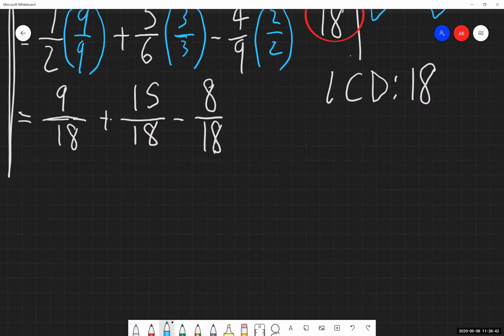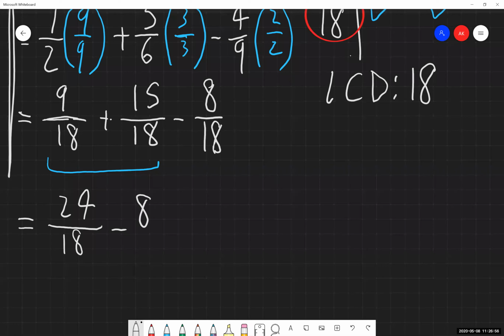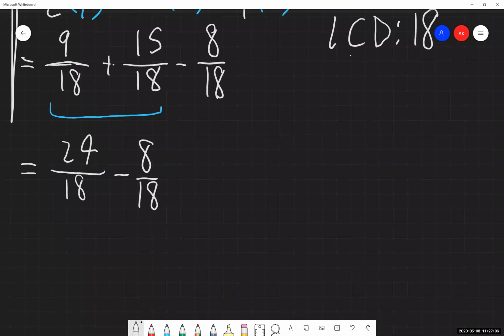So I'm going to work with the first two of them first, just going left to right. 9/18 plus 15/18 gives me 24/18. I still have that minus 8/18, and then I combine those together. 24 minus 8 is going to give me 16/18.